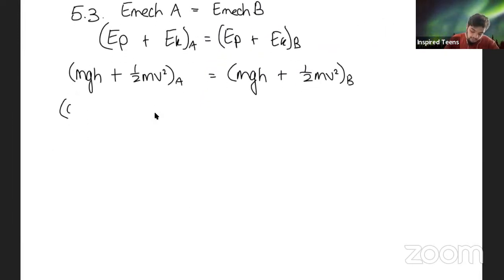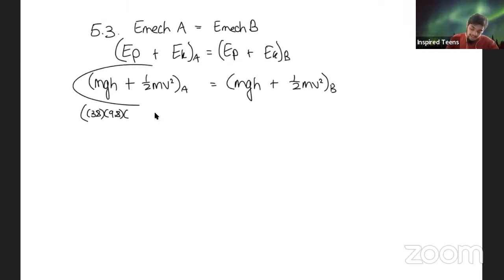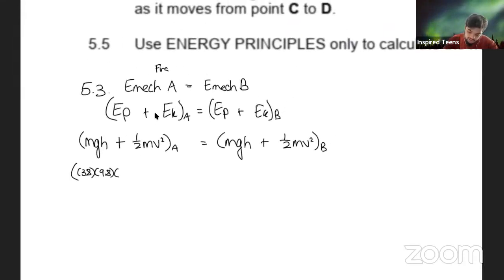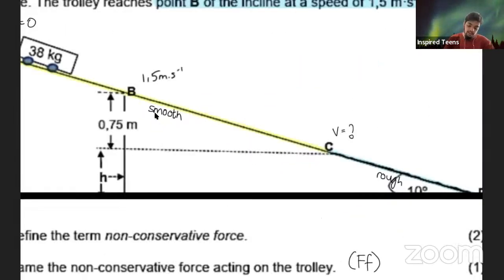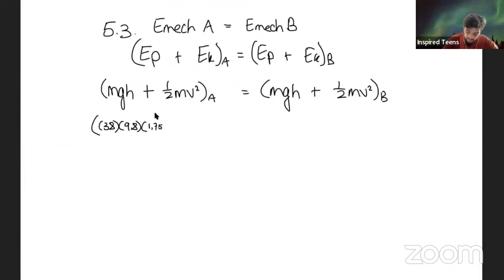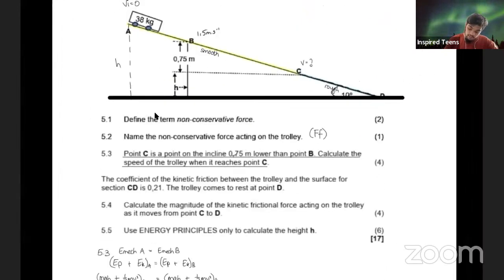Okay, so I hope I remember things. The mass is 38. G is 9.8. Okay, that's a constant. Now we're talking about at A. Okay, so what is at A? At A, normally you put the first position it's at, and then B would be the second position it moves to. So we would consider B in this case as A. This is our first point, this is our second point. All right, so at our first point, its height is 0.75, its speed is 1.5. Okay, so the height is 1.75. All right, so no, 0.75, I think. Yeah.